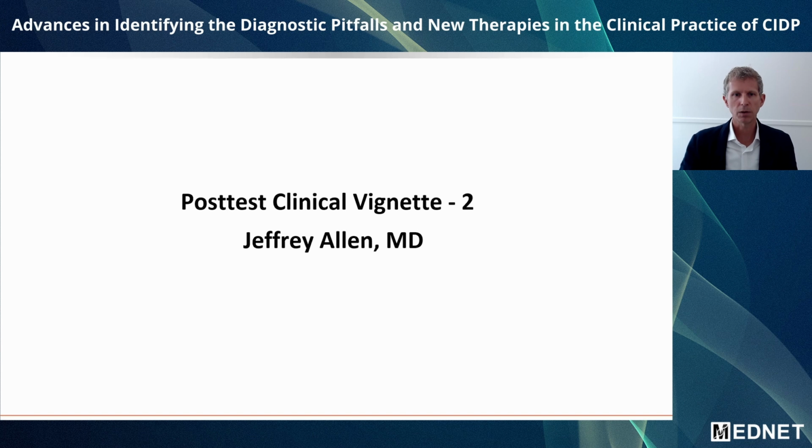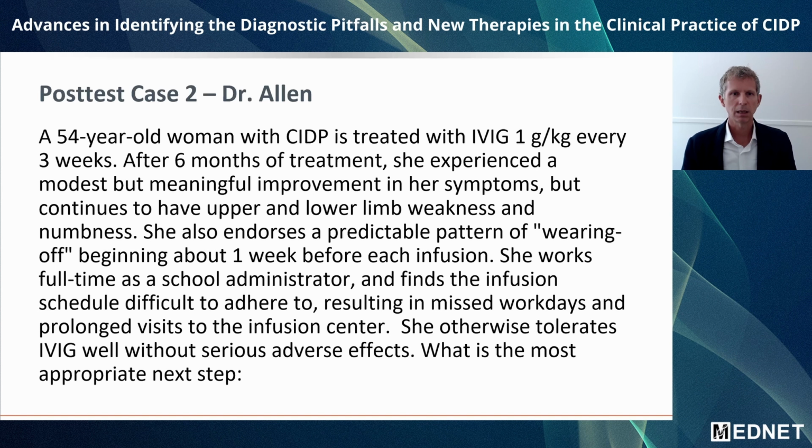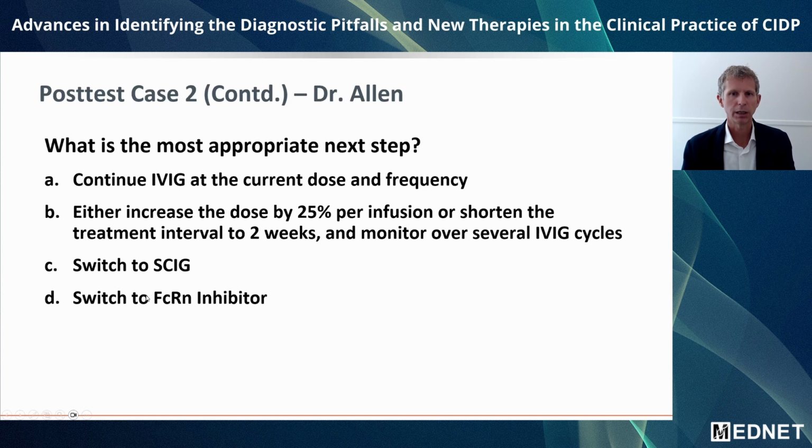I think I'll roll over to the post-test clinical vignette that we talked about to begin with. So again, this is a 54-year-old woman treated with IVIG every 3 weeks, 6 months of treatment, experienced a modest but meaningful improvement in symptoms, but residuals remained. She also endorsed wearing off about a week before each infusion. Worked as a school administrator, found it difficult to adhere to the frequent infusions. She missed work due to the prolonged infusions, but she otherwise tolerates IVIG well. And the question is, what is the next best step?